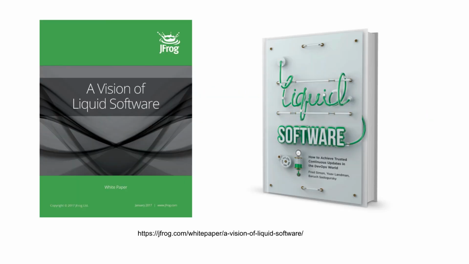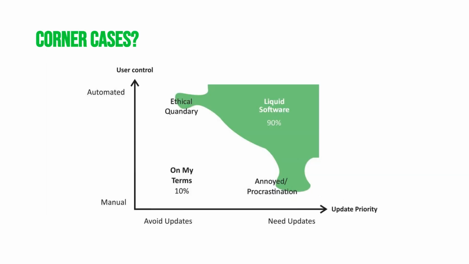We have a great book that our CTOs wrote about it, Fred Simon, Yoav Landman, and also Baruch Sadogursky. They talk a lot about liquid software, how we should update, why we should update, and how we can make sure that we can trust our vendors. You may want to log into our website to read more about it.